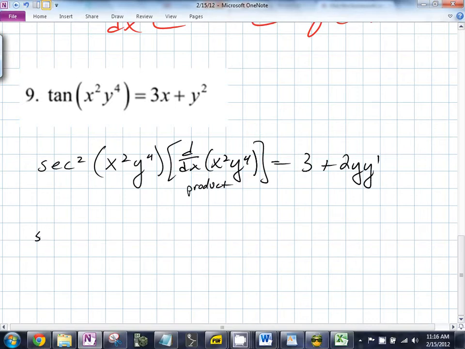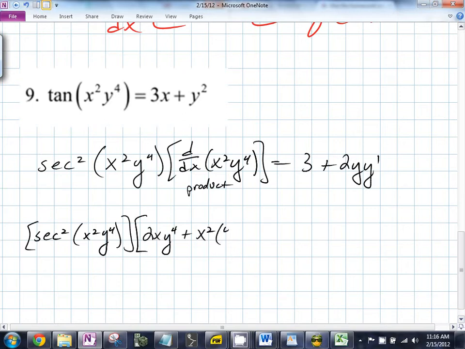So the secant squared stays there. X squared y to the fourth times what? The derivative of the first times the second plus the first times the derivative of the second. 4y cubed y prime equals this thing. And at this point, do we have any calculus left? No. Now it's just algebra.